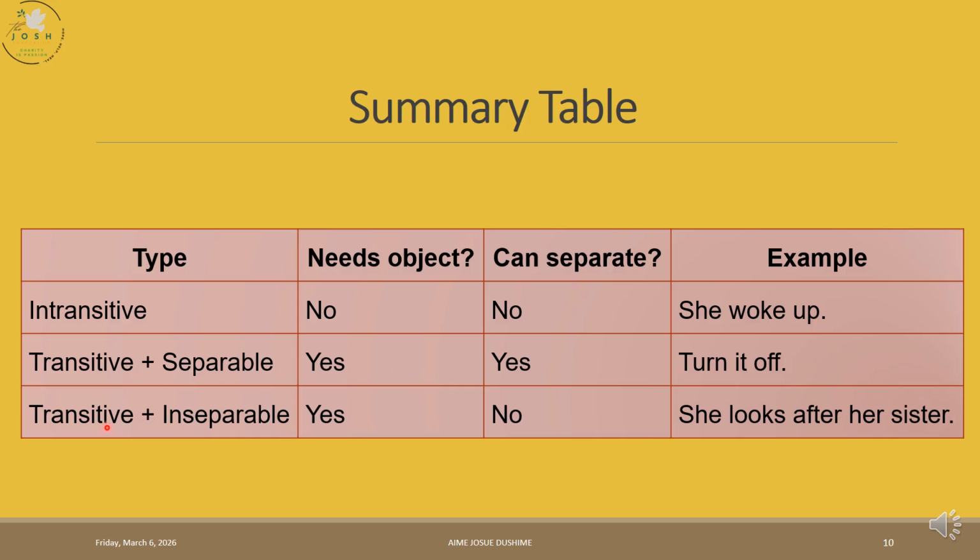Don't put it at the end. Now, transitive inseparable. They need an object because when it is alone, it is not clear and it is not understandable. They need an object. And again, you cannot separate an inseparable transitive phrasal verb. You can't separate it. Example, she looks after her sister. This is an object, her sister. This is a phrasal verb. You can't put her sister in the middle here. That can't work.